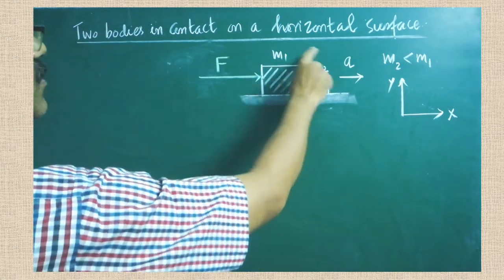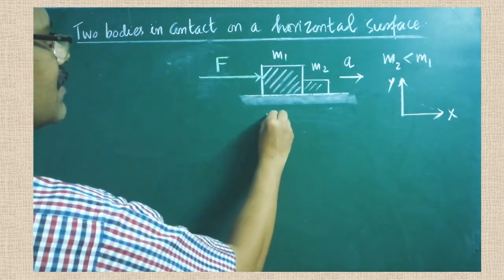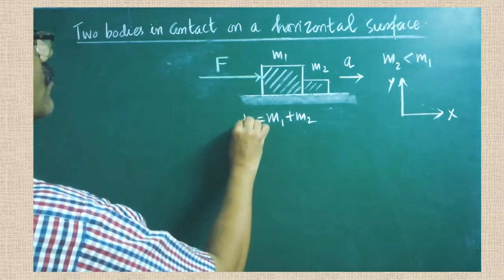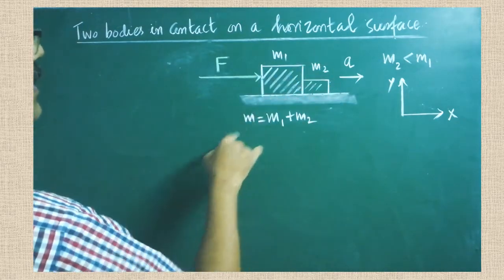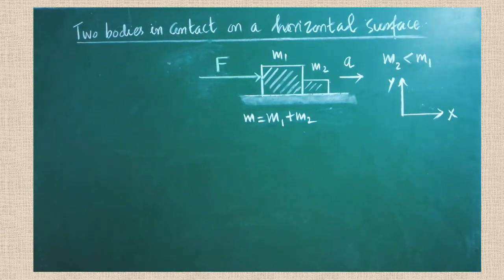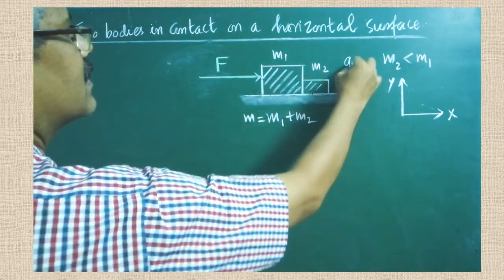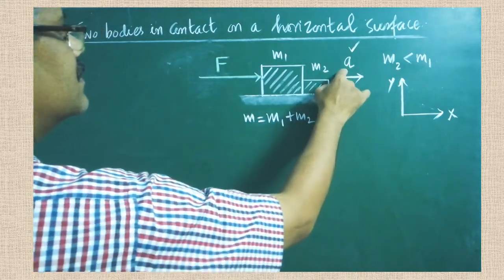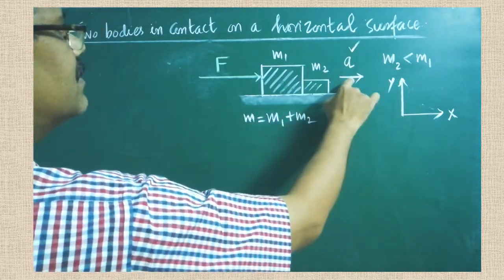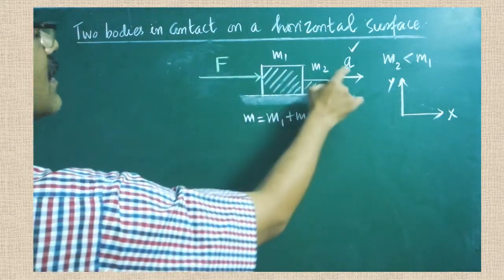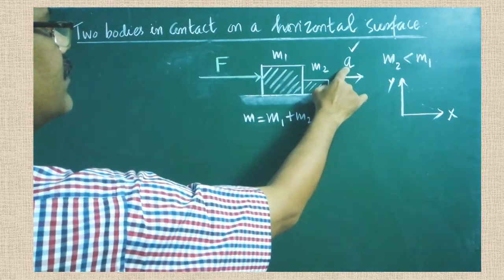So the total mass of the two bodies can be taken as M1 plus M2. Are you clear? The net mass of the system can be taken as M1 plus M2. Since both bodies are in contact, they will be moving together, and when they are in motion they will definitely have acceleration because of the application of the force. Therefore the acceleration can be calculated.